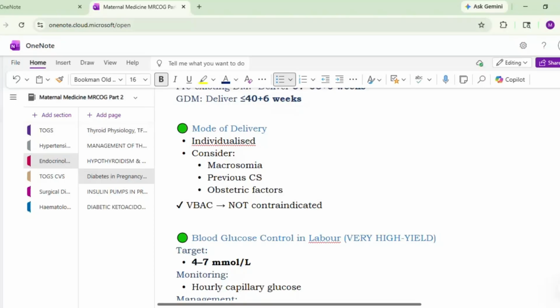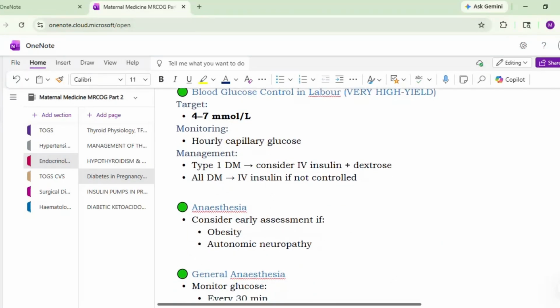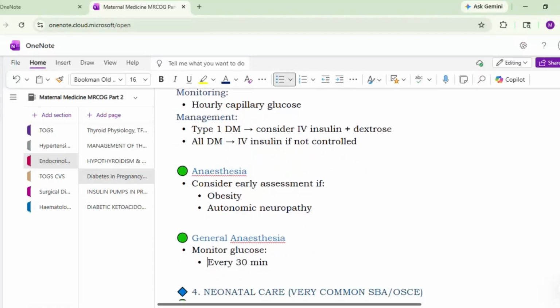Then coming to blood glucose control in labor. Target is between 4 to 7 millimoles per liter. Monitoring is 1-hourly glucose monitoring. For type 1 diabetes mellitus, consider IV insulin plus dextrose; for all other diabetes, IV insulin if not controlled. So for type 1 diabetes mellitus, you have to start dextrose plus insulin drip. For the rest of the patients, you will go for hourly glucose monitoring, and if the glucose is not getting controlled, then you go for IV insulin. But for type 1, you have to go for IV insulin plus dextrose.